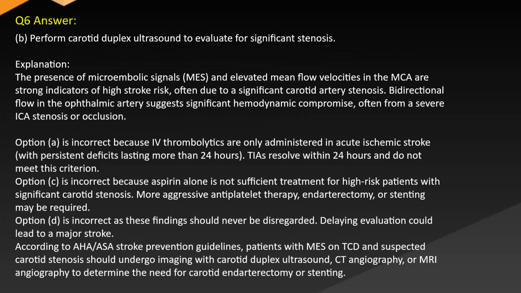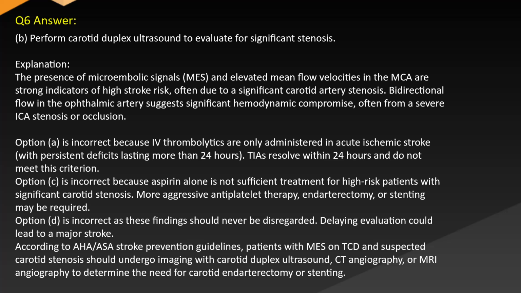Answer B. Perform carotid duplex ultrasound to evaluate for significant stenosis. Explanation. The presence of microembolic signals (MES) and elevated mean flow velocities in the MCA are strong indicators of high stroke risk, often due to a significant carotid artery stenosis. Bidirectional flow in the ophthalmic artery suggests significant hemodynamic compromise, often from a severe stenosis or occlusion. Option A is incorrect because thrombolytics are only administered in acute ischemic stroke with persistent deficits lasting more than 24 hours. Symptoms resolve within 24 hours and do not meet this criterion.